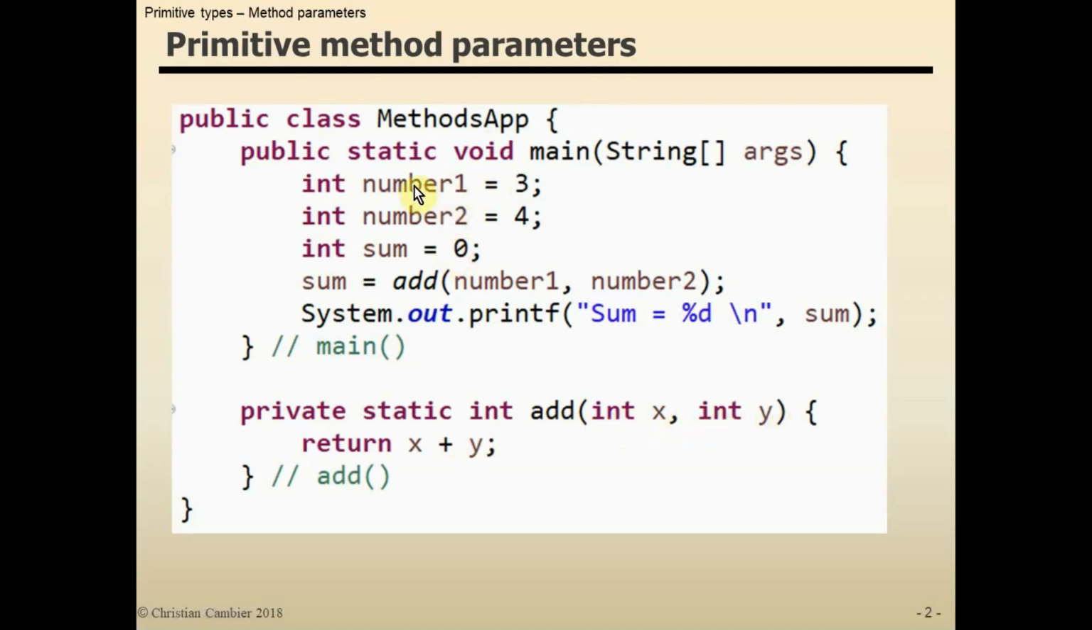The main method starts by initializing three integer variables, after which the method add is called, where we pass as arguments the number 1 and number 2 integer variables to the x and y parameters. So the add method returns the sum. The return type of the add method is an integer, and when we come back from the invocation, we assign the result to the sum variable, after which we can print it out. What we'll see in this demo is that parameters are stored on the stack.